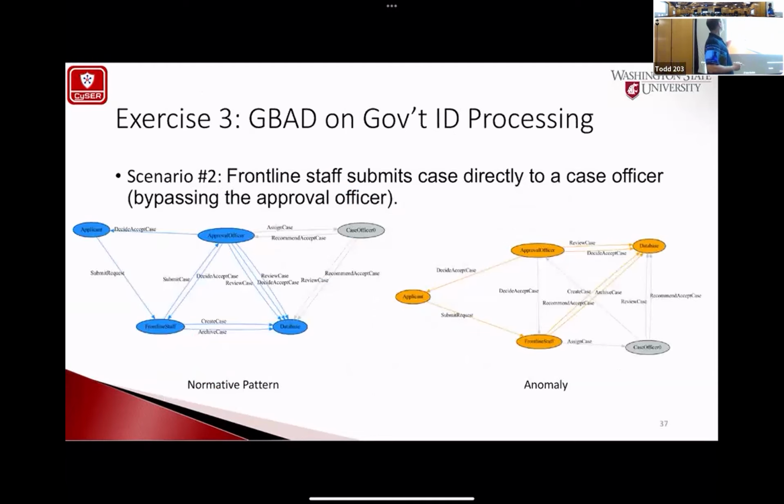And what we'll see is that, so here's the normative pattern that will come out, which is the same pattern that we just saw, but then we're going to see this anomaly. And so here's the case where the frontline staff is assigning the case to a case officer, and the approval officer isn't doing it. So in this case, we're kind of missing this edge, and we have this extra edge. But it's the missing edge really that is the anomaly here. That's why this doesn't show up in red, it's really the fact that the approval officer isn't assigning anything to the case officer, which is the anomaly.